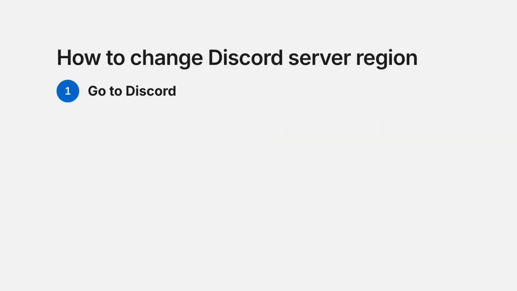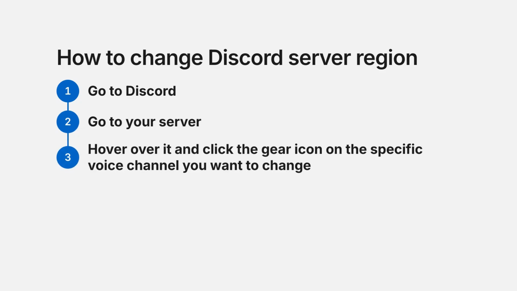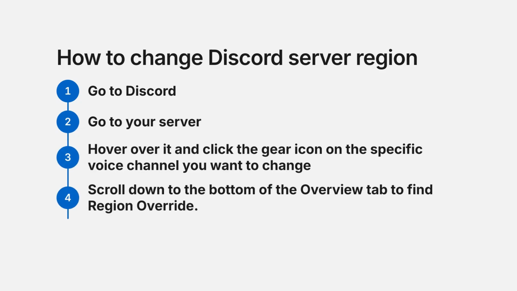Tired of laggy Discord voice channels? Learn how to manually change your server region for crystal clear audio in under a minute. First, open Discord and navigate to your server. Then we'll adjust the region override in the voice channel settings.